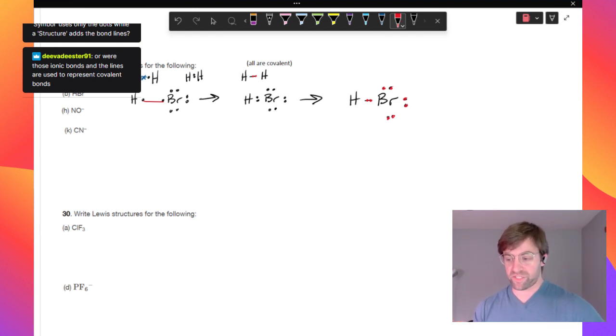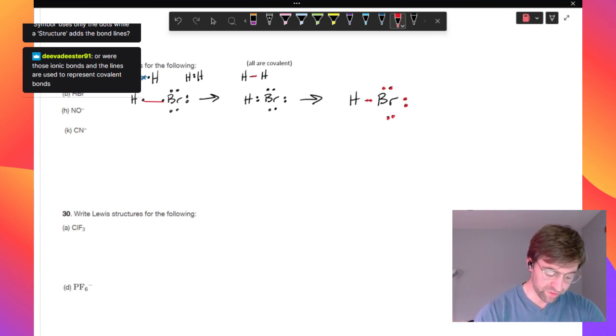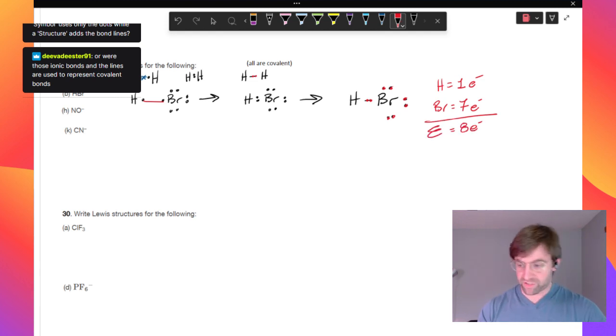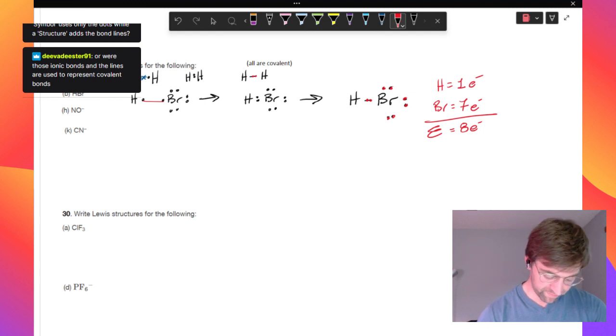It may be important to do some accounting here. When you look at hydrogen and note that it has one valence electron, and bromine and note that it has 7 electrons, the sum is 8 electrons. So you can check your work at the end and ask, are all of my electrons accounted for? 1, 2, 3, 4, 5, 6, 7, 8. Yes, all of my valence electrons are accounted for. Hope that helps.